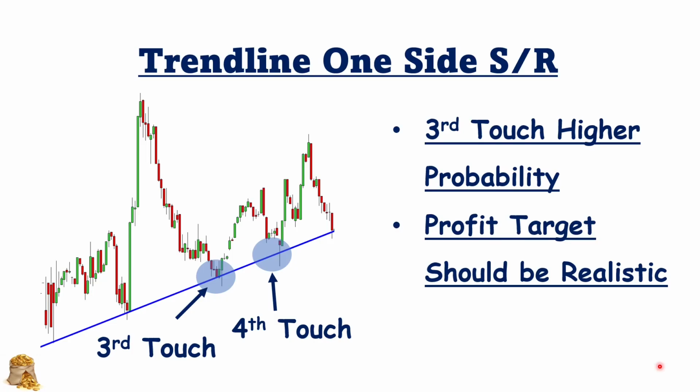In terms of the profit target, it should be very realistic. That is because there's no other trend line at the top, so it's hard to decide where the trend will go. In this example, if you trade the third touch, it is not realistic if you put your profit target at the top of this high. And also for the one side of the trend line, it's better that you trade with the trend rather than against the trend. That is because when the market goes up, it's hard for you to decide when it's going to reverse.